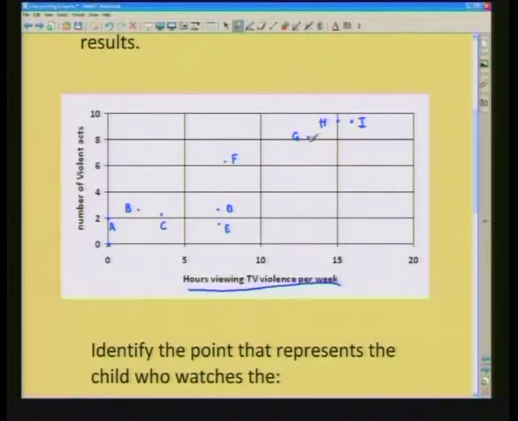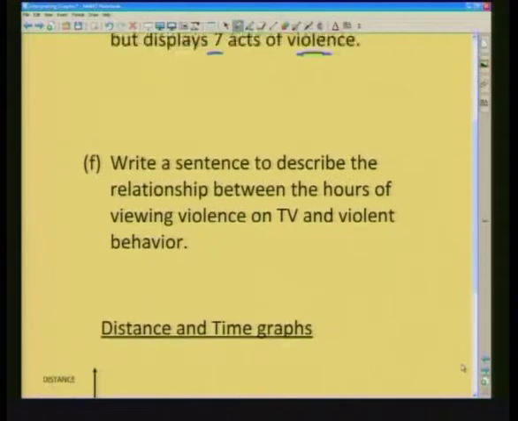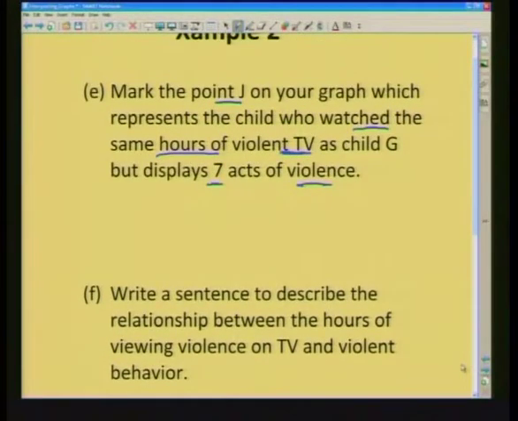So this child that we are talking about at point J would have to watch the same amount of hours. So it needs to be at exactly the same horizontal distance from the point north. So it would be at the same horizontal distance, but they commit fewer acts of violence. So it's going to be slightly below the point G, and we call that the point J because they display fewer violent acts. We are told to mark it at the point 7. So it's at exactly the same point as G, just below it because there are fewer acts of violence. So this one we put on the graph.